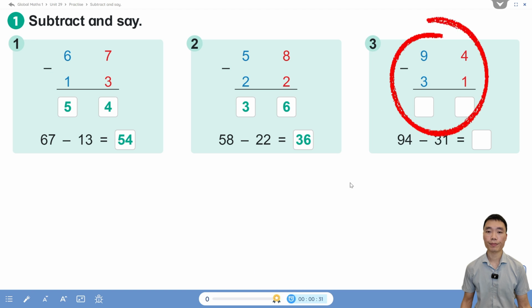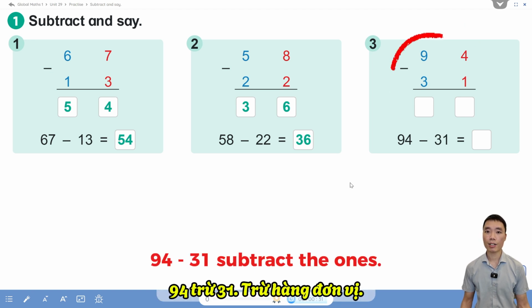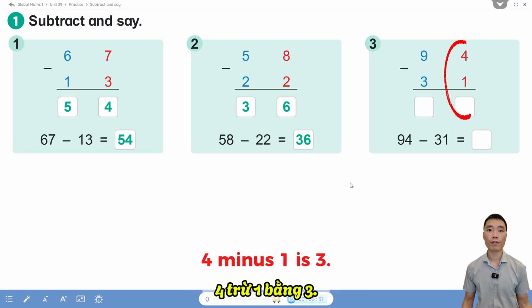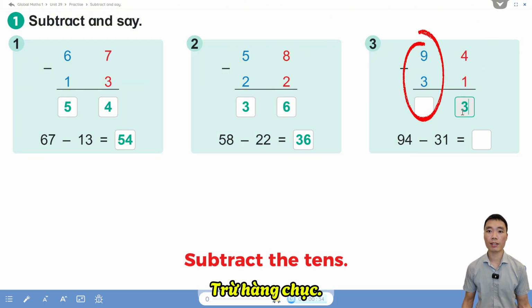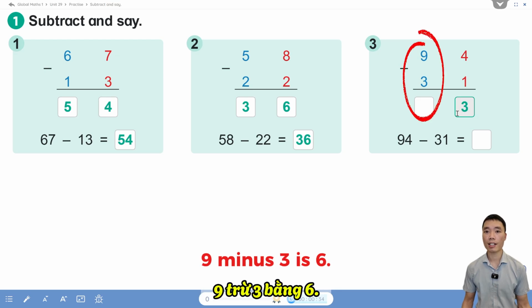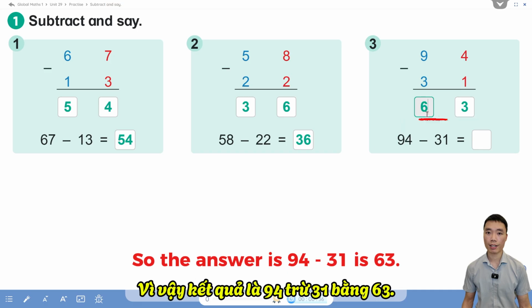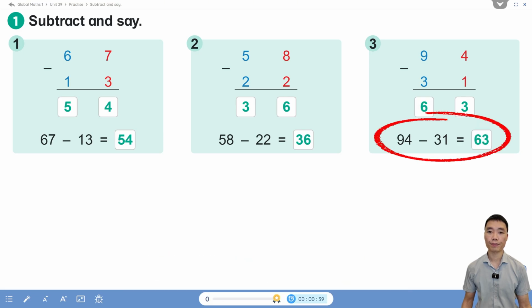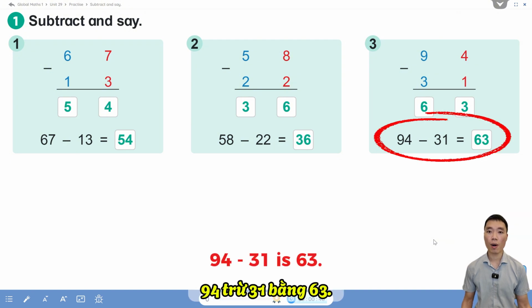Example 3. 94 minus 31. Subtract the ones. 4 minus 1 is 3. Subtract the tens. 9 minus 3 is 6. So the answer is 94 minus 31 is 63.